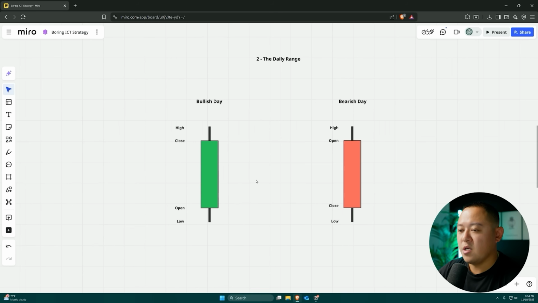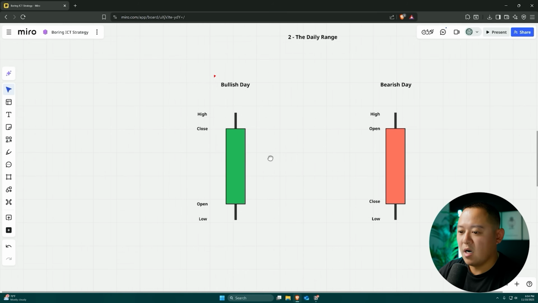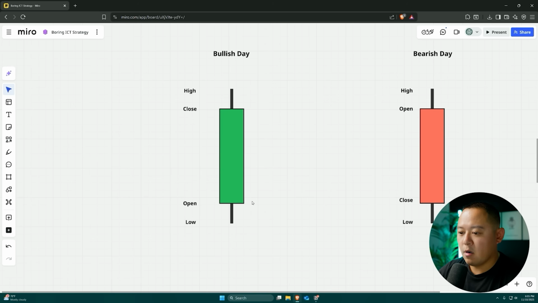Alright, so let's talk about how each day is actually formed, and I'm going to simplify this as much as possible. So on a bullish day, we have an open, a low, a high, and a close. So the lower part of the body of the candle is our opening price. This wick down here represents the lowest price that it traded on the day. The wick up here represents the highest price that it traded on the day. And then the top of the body of the candle represents where it closed on the day.